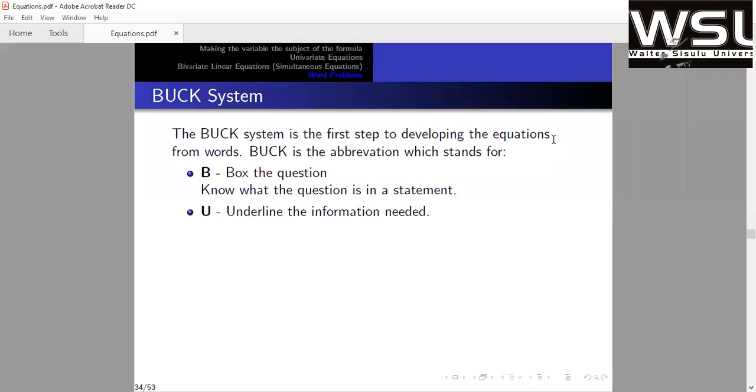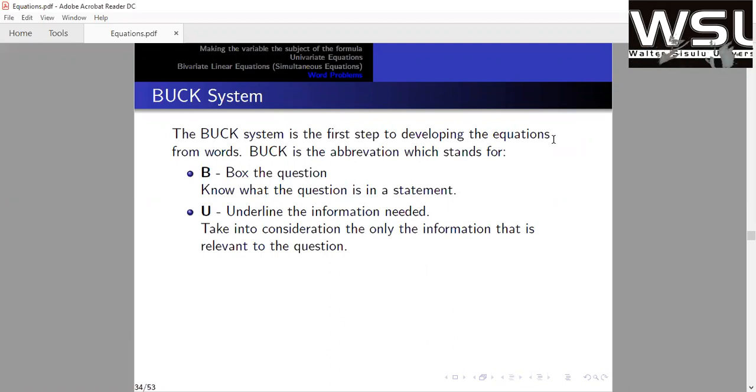You will underline the information needed, meaning you should know which information is required in the statement. You may be given a lot of information, a lot of figures, but you find that some figures are to elaborate or to explain the statement given, whereas others are the ones you'll be using in a particular equation. So you should know what you need and what you don't need.